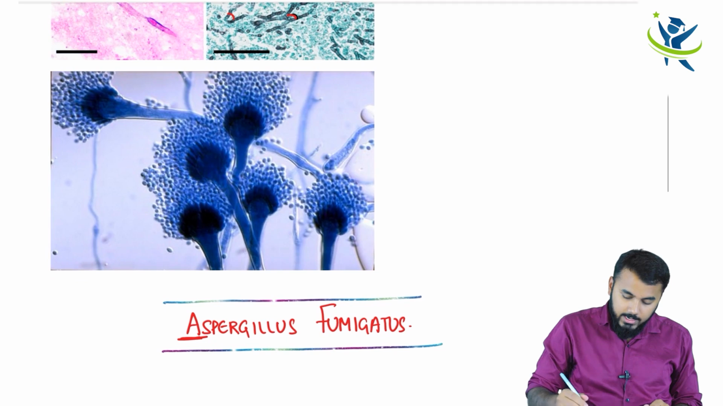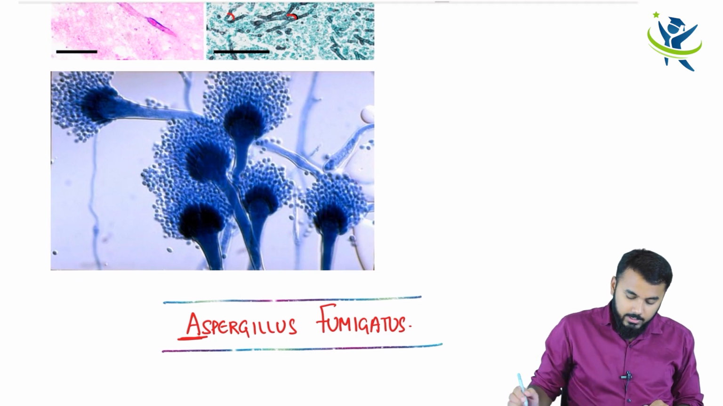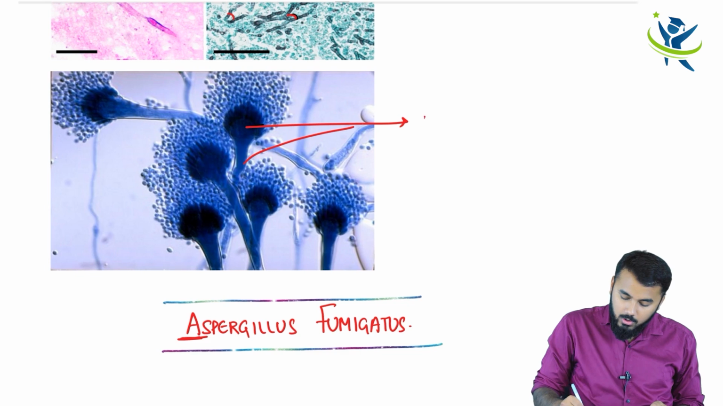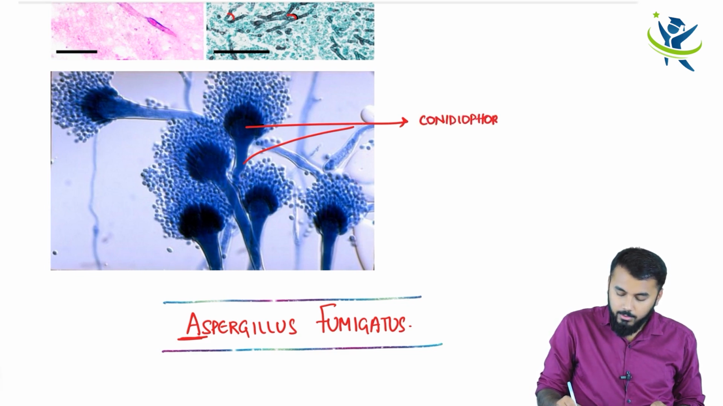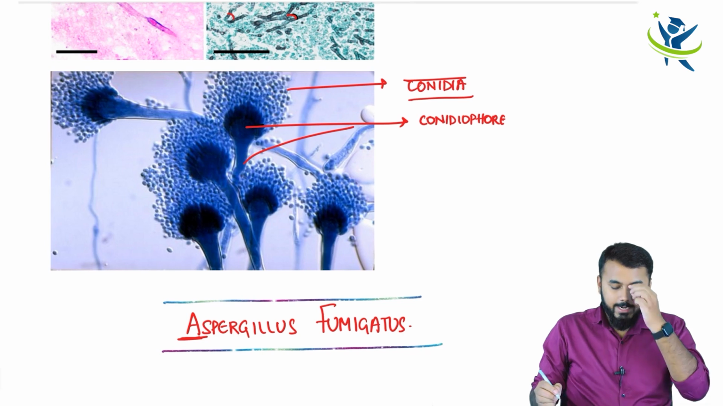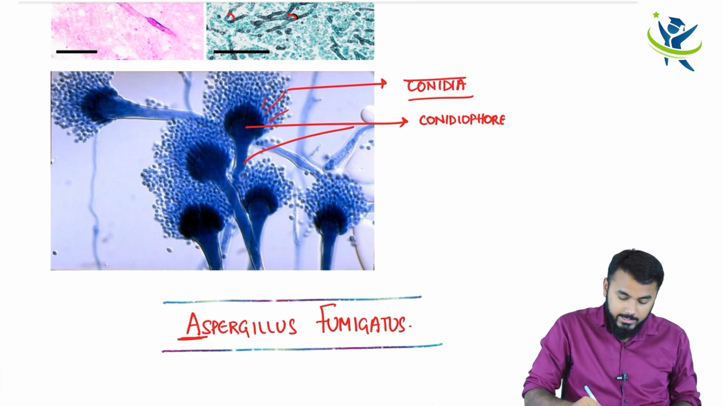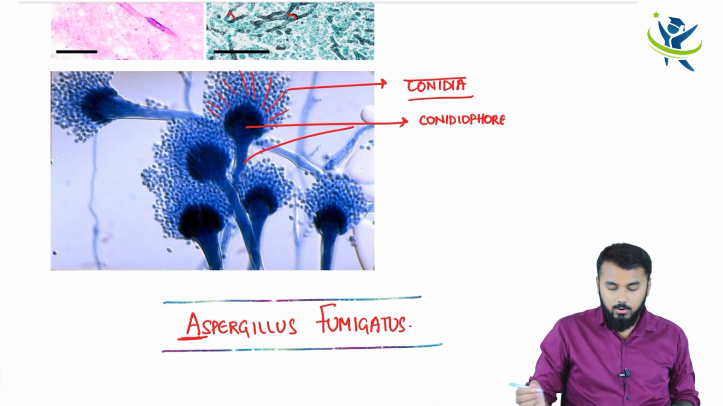The second important thing is in this picture which you can see over here. This thing is called a conidiophore. And what are these? These are called conidia. They are radiating like spikes, like this. So these are called conidia.